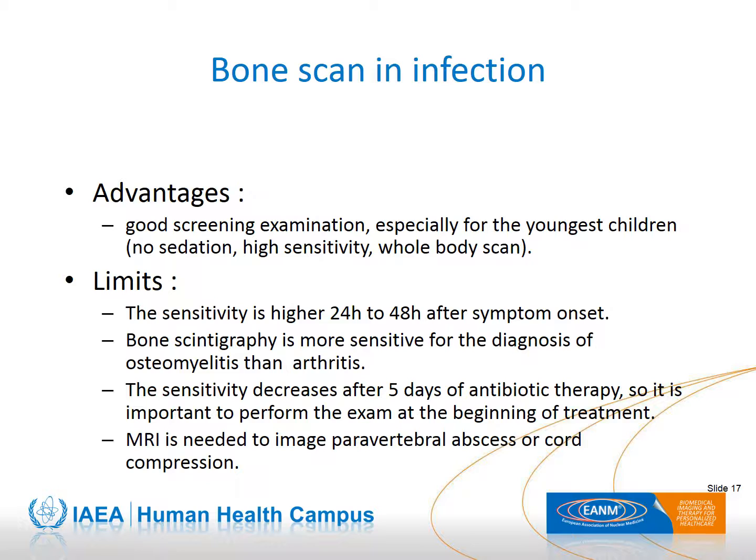Second, that it's most informative 2 days after the onset of infection, and third, that it's less informative when antibiotics have been administered for more than 5 days. It's therefore important to do the bone scan during the first days of treatment. MRI is needed to image paravertebral abscesses and spinal cord compression.